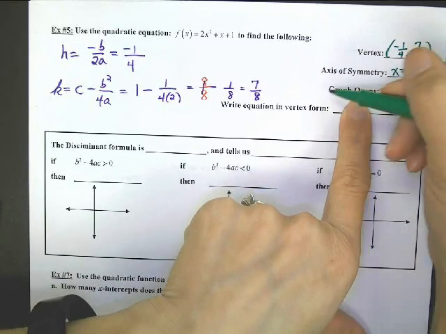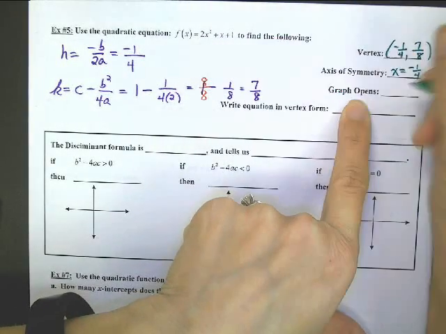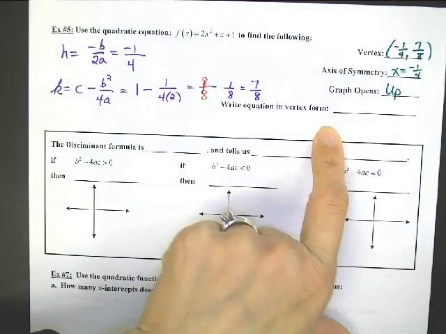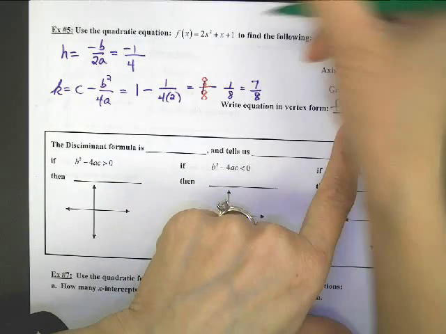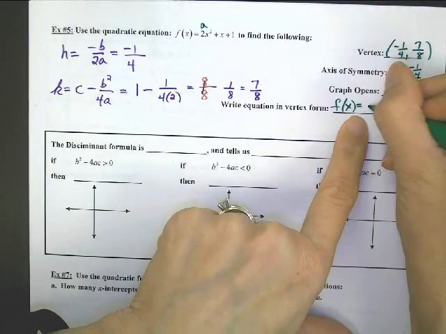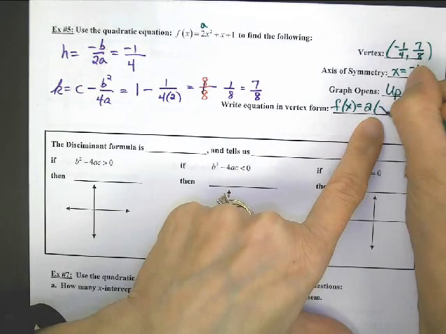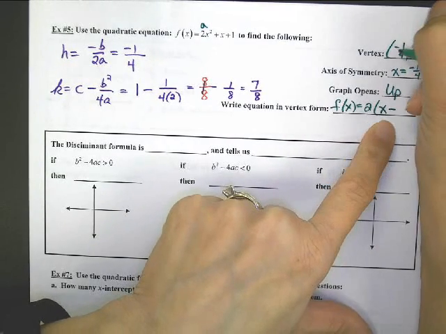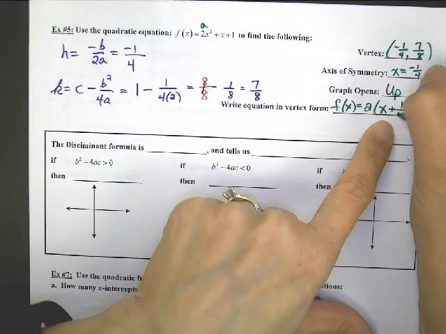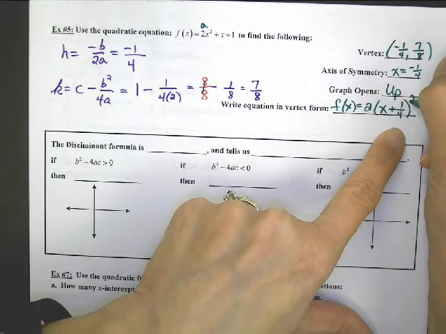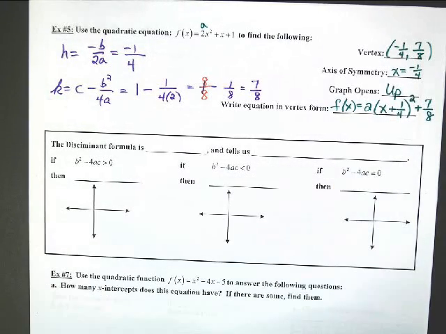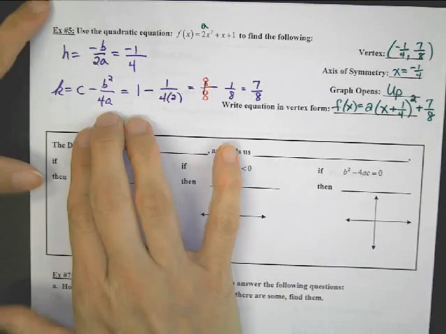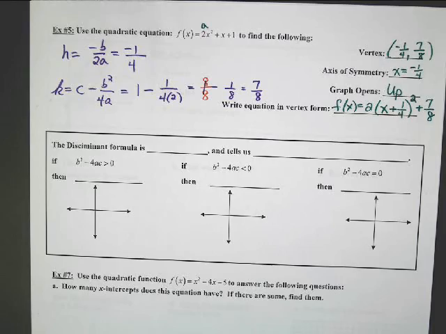This graph opens, I need to look at the original equation. Since it's positive, it opens up. Writing it in vertex form, don't forget f of x equals, give me an a. The a value is the same as there, 2. And then you got to put the vertex in, x minus h. Since it's negative, it's going to be plus 1/4. It seems silly, but don't forget the squared, because these are parabolas, plus 7/8. Okay? So you have to get really good at memorizing and using the h and k formulas.